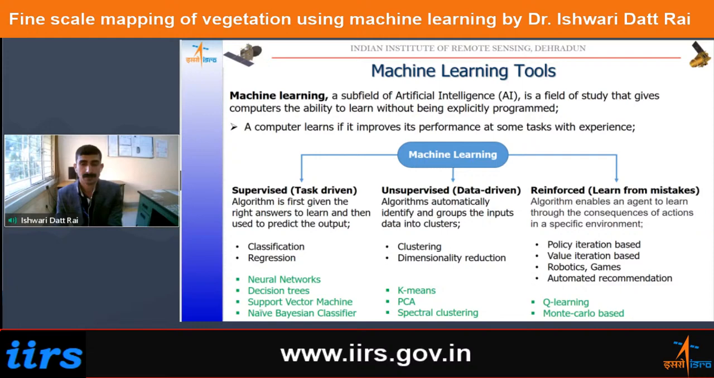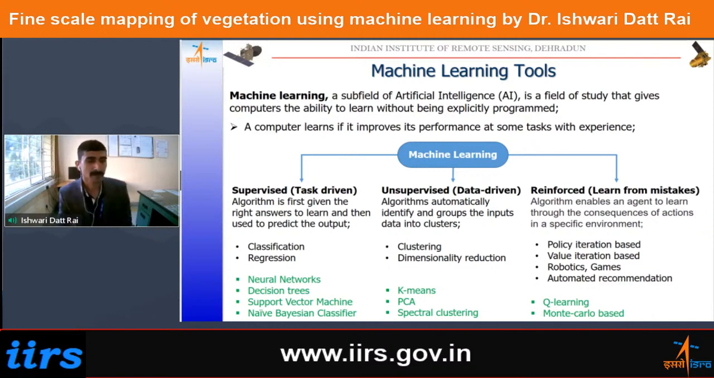So now come to the advanced machine learning tools, because with advancement in remote sensing sensors and the availability of higher resolution data, the traditional classifiers were not so efficient in handling large data sets. So these machine learning tools evolved over a period of time, and this is basically a subfield of artificial intelligence that gives computers the ability to learn without being explicitly programmed. So the computer learns and improves its performance at some task with experience.